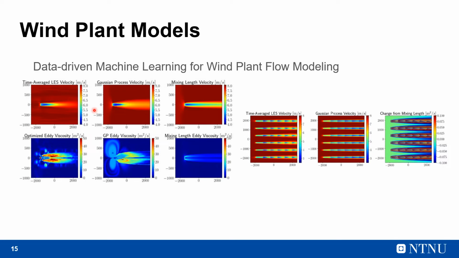This Gaussian process was then implemented in a wind plant with 36 turbines, and remember that the Gaussian process was trained using data from a single turbine. Now, when we implement the Gaussian process in the 36 turbine scenario, we see that again the Gaussian process velocities are in good agreement with the large-eddy simulation results. The rightmost figure in this case shows the difference between the eddy viscosity fields predicted by the Gaussian process and the baseline RANS model.